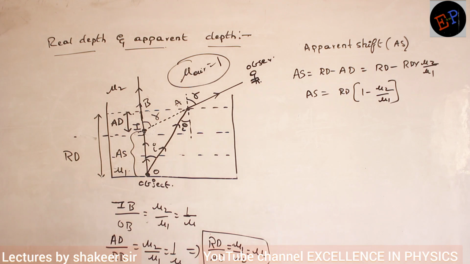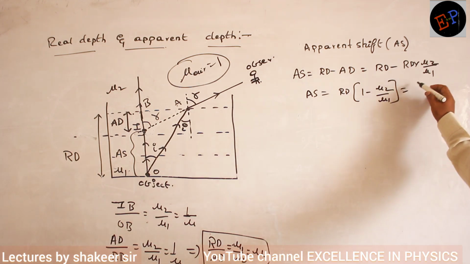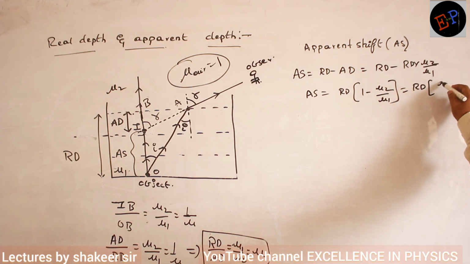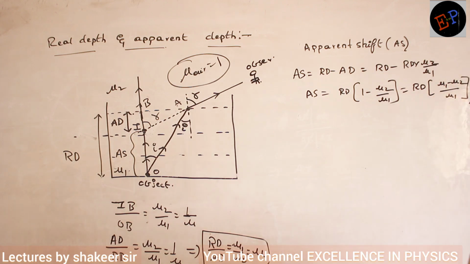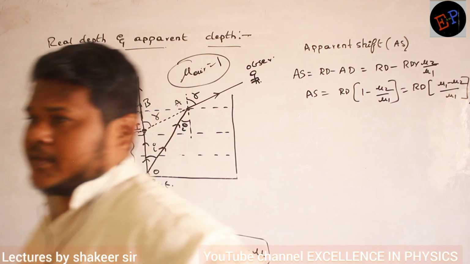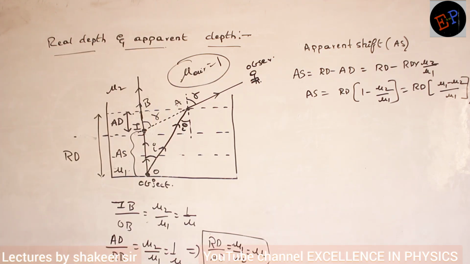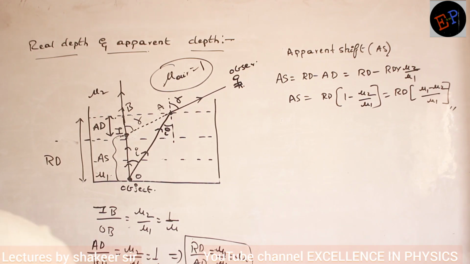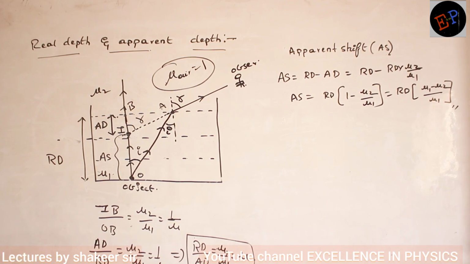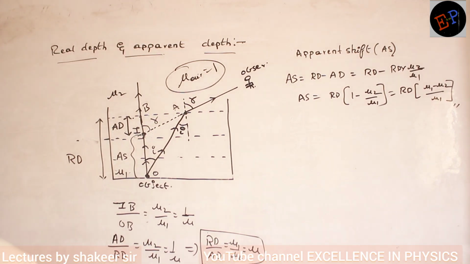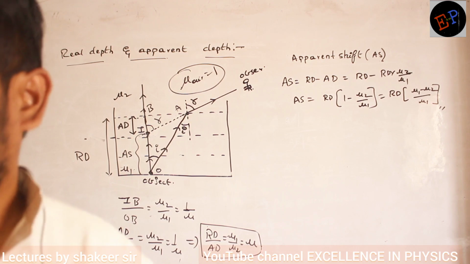Okay? So you can write like this, or if you want to further simplify, RD into mu1 minus mu2 divided by mu1. You can write like this also. So this is the formula for apparent shift in terms of real depth. Are you able to understand?